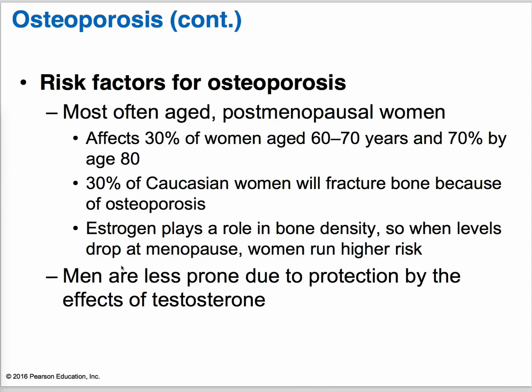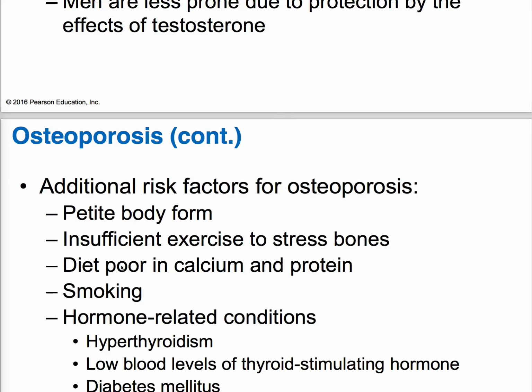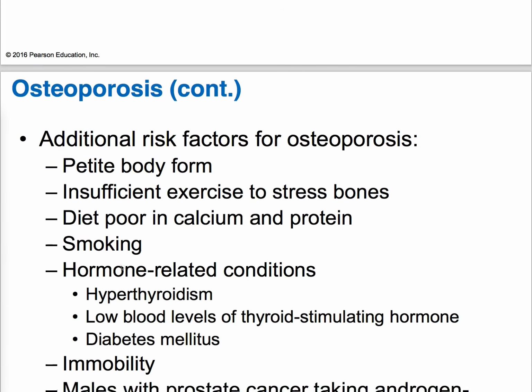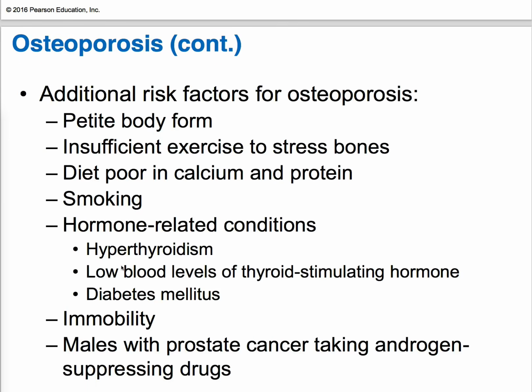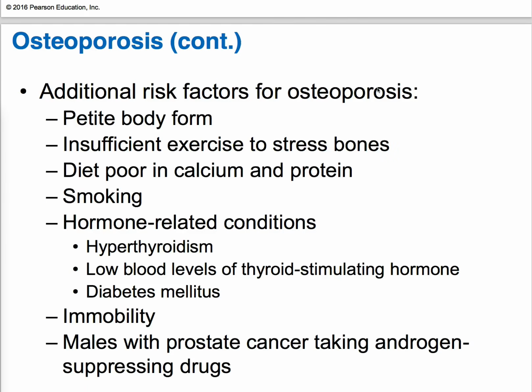And as we said earlier, estrogen plays a role in bone density. So when levels drop at menopause, women are at higher risk of developing osteoporosis. Again, men are less prone due to the protective effects of testosterone. Testosterone levels tend to stay just about the same. You're not producing as much testosterone, but there's enough being produced in men. So men don't have to worry about this too much, but men have other problems aside from that.